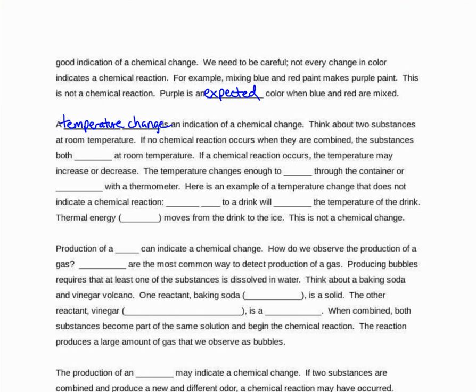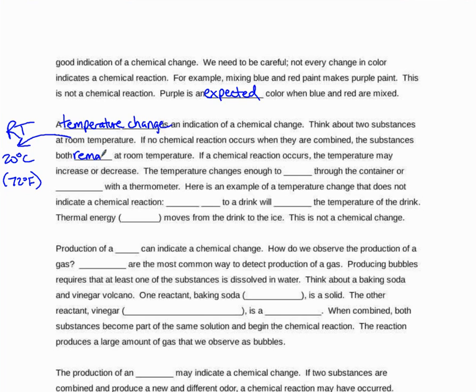A temperature change is an indication of a chemical change. So think about two substances and they're both at room temperature. To define room temperature, it's approximately 20 degrees Celsius, which for most of you we're going to say is about 72 degrees Fahrenheit. RT, room temperature. If no chemical reaction occurs after we combine them, the substances are both going to remain at room temperature.